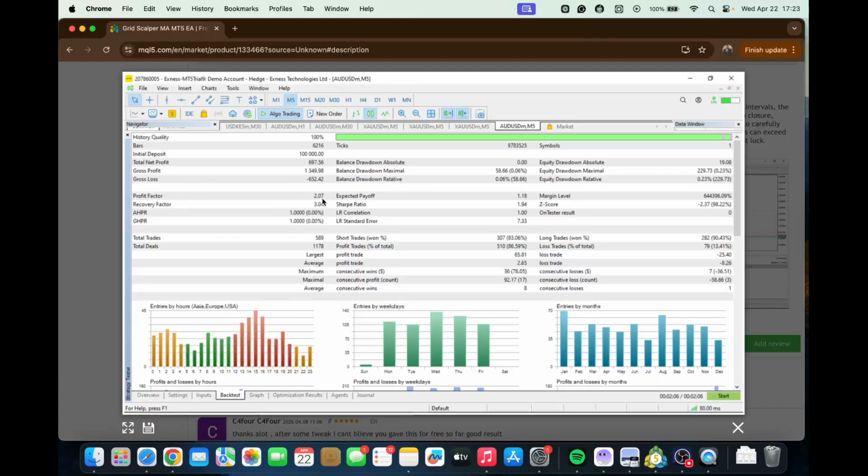The profit factor is 2, recovery factor is 3, and the history quality is actually 100%, which is a good one. The equity drawdown is 0.23%, and that's the maximum equity drawdown.